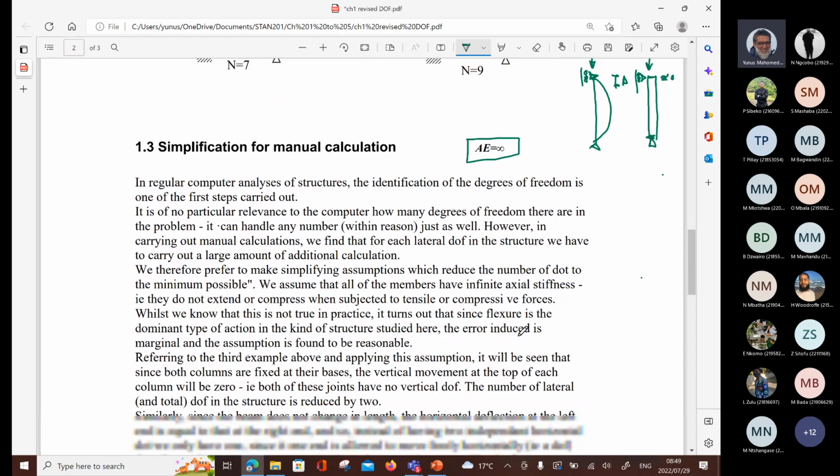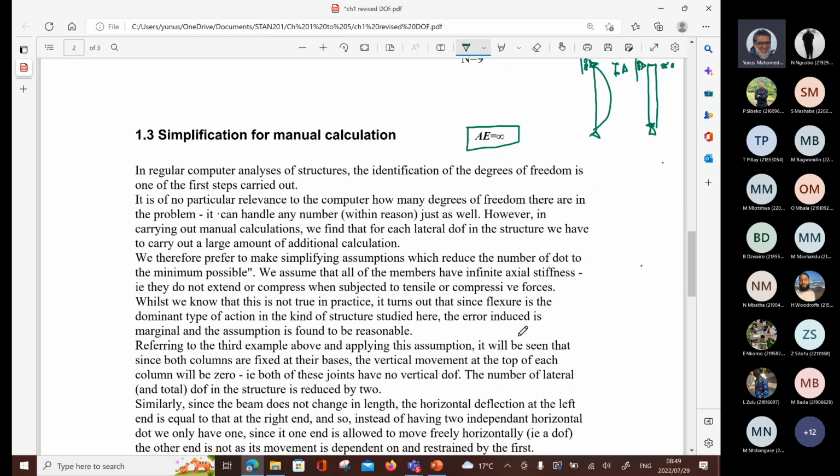We therefore prefer to make simplifying assumptions which reduce the number of degrees of freedom. Okay, that's not DOT, it's DOF, right? To the minimum possible. We assume that all of the members have infinite axial stiffness. So that's our assumption, right? We're dealing with something like I showed you there on the screen and not like a bean bag, for example. That is, they do not extend or compress when subject to tensile or compressive forces.